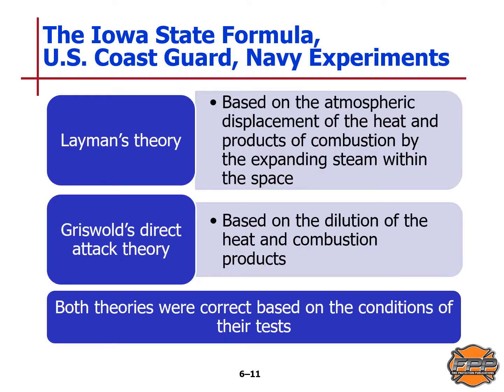Now, Lehman's theory was based on the atmospheric displacement of the heat and products of combustion by the expanding steam within the space. And Griswold's direct attack theory was based on the dilution of the heat and combustion products. Both were correct based on the conditions of their test. So actually, between the two of them, all of those things happen when you subject a fog nozzle, an extended fog nozzle, into a confined space like that. Everything that each of the two of them observed ultimately ended up being exactly what happens.